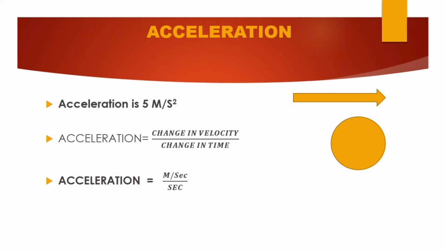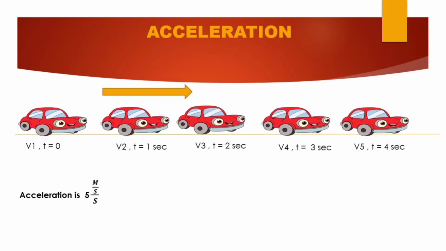Now, let's say a ball is moving with acceleration of 5 meters per second square. Acceleration is change in velocity divided by change in time. Change in velocity is meters per second. Let's say initial velocity be 5 meters per second. What would be velocity after 1 second, as the acceleration is 5 meters per second, per every second?